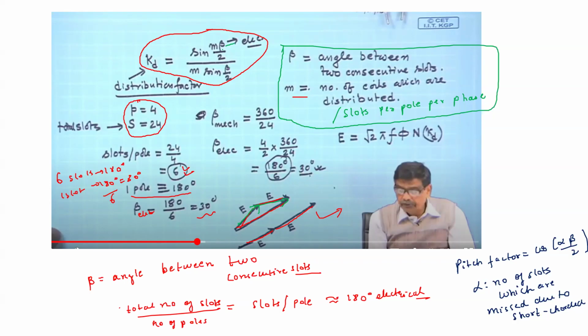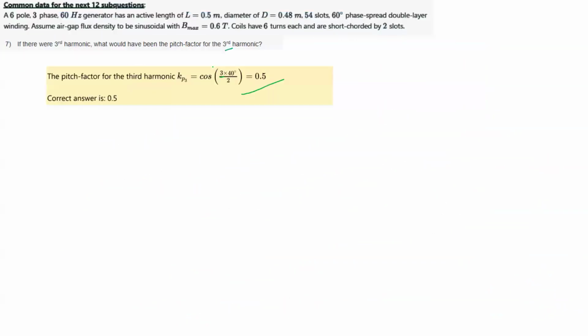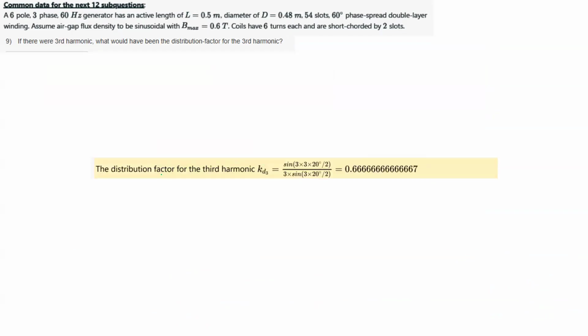Okay. You can put mechanical also, because if you put sine mechanical and divided by sine mechanical, that will give you the same factor only. So you need not worry, but you just put it electrical because it is easy to calculate directly in electrical. So sine m beta by 2 by m sine beta by 2 you can do to get the distribution factor. Okay. So again the distribution factor for the third harmonic.